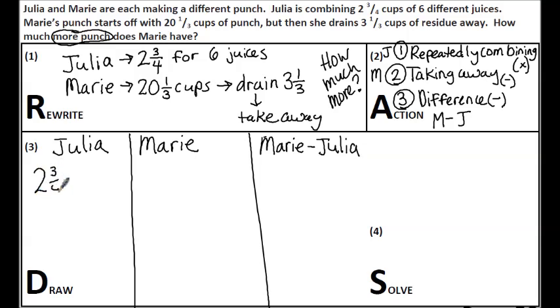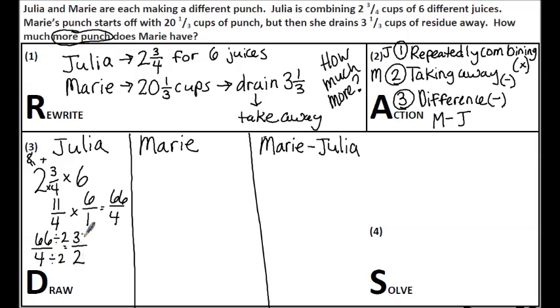So first, Julia has 2 3/4 cups, and she has that for 6 different juices. So she combines that 6 times. So we're going to put that in fractional form, and 4 times 2 is 8. 8 plus 3 is 11, and 6 wholes is 6 over 1. So it's in fractional form, then we multiply across and get 66/4. So for 66/4, we can simplify that so it's easier to use later. And 4 divided by 2 is 2. 66 divided by 2 is 33.